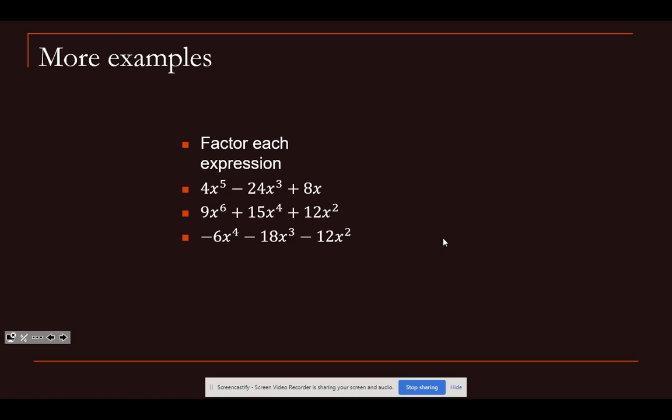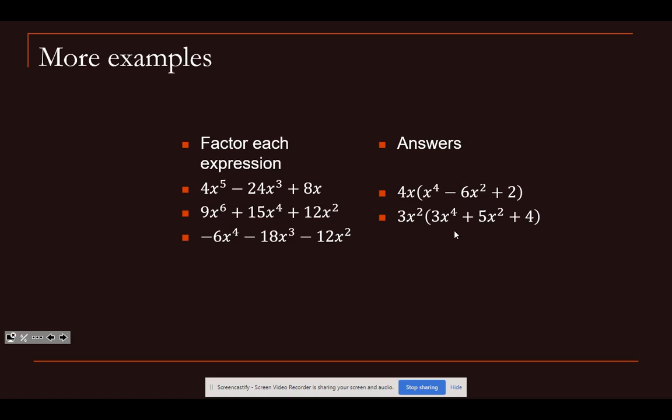Here are your answers. For the first one, we have a numerical GCF of 4, and they share an x. So I pull out a 4x, and I'm left with x to the 4th minus 6x squared plus 2. In the second one, I have a numerical GCF of 3, and they share 2 x's. So my GCF is 3x squared. After dividing it out, I'm left with 3x to the 4th plus 5x squared plus 4.